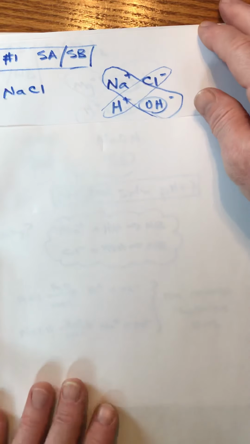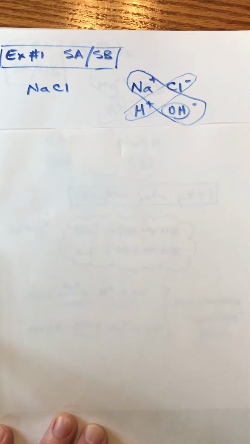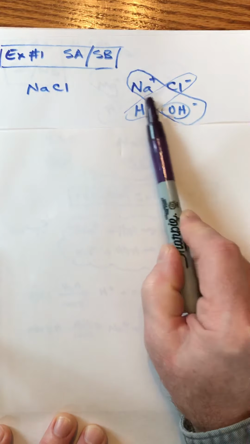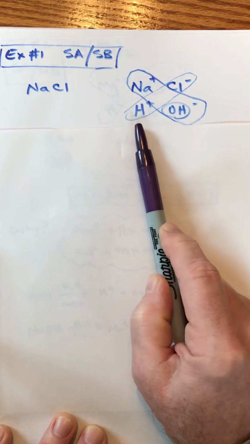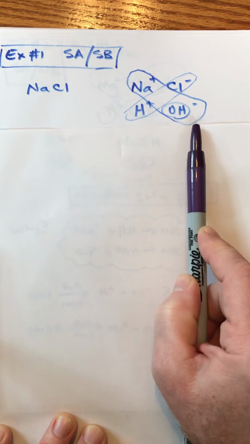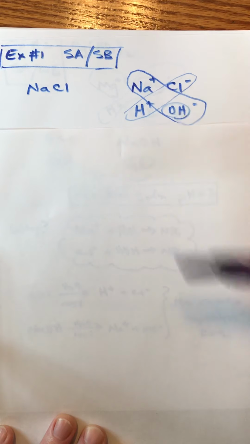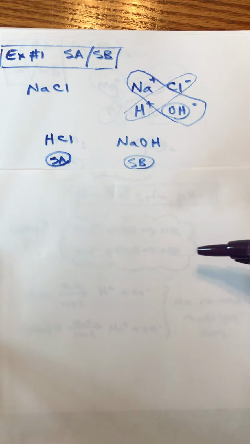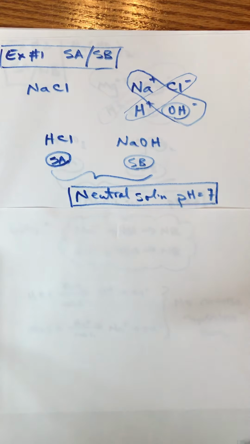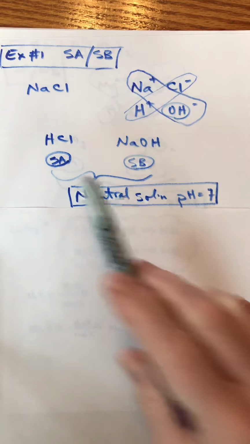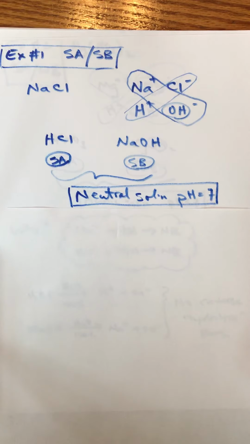First example, let's just do plain old table salt, NaCl. So in NaCl, I've got Na+ and Cl- in water. You can think of it as HOH, H+ and OH-. Do a double replacement here. What are you going to get? You're going to get HCl and NaOH. Well, HCl, that's top 5, that's a strong acid. NaOH, that's a group 1 hydroxide, that's a strong base. You're going to get a neutral solution. Pretty easy to predict there. Strong and strong will give you neutral.